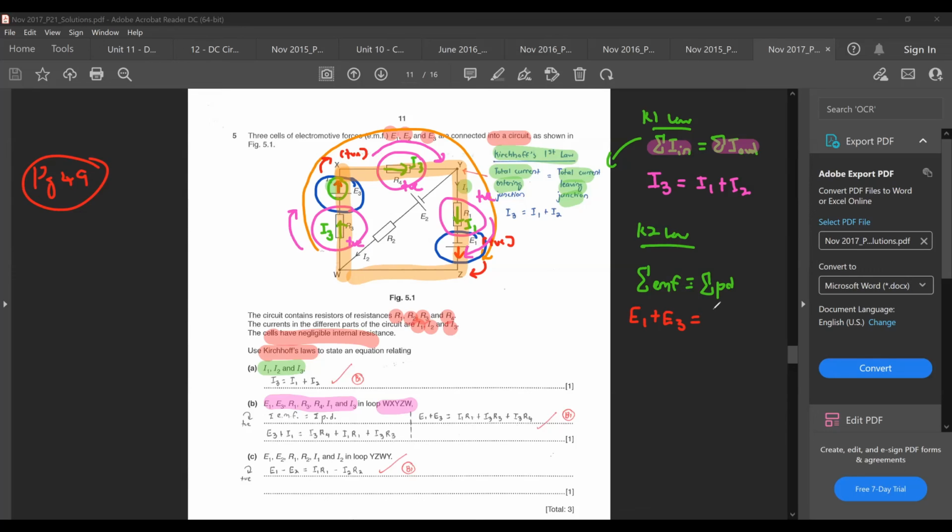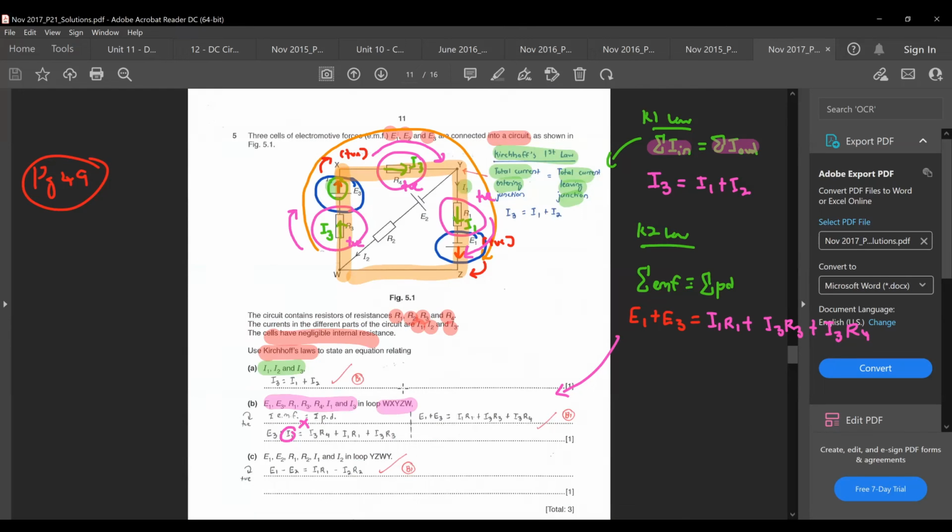So all in all, you can say that I1 R1 plus I3 R3 plus I3 R4. That's what you're going to get here. Yeah, there's a typo error here. This one I'll have to correct it later, so just be mindful of that. It's page 49. This is not supposed to be I1, it's supposed to be E1. My mistake here. Right, so this one is summing up your EMF and PD.